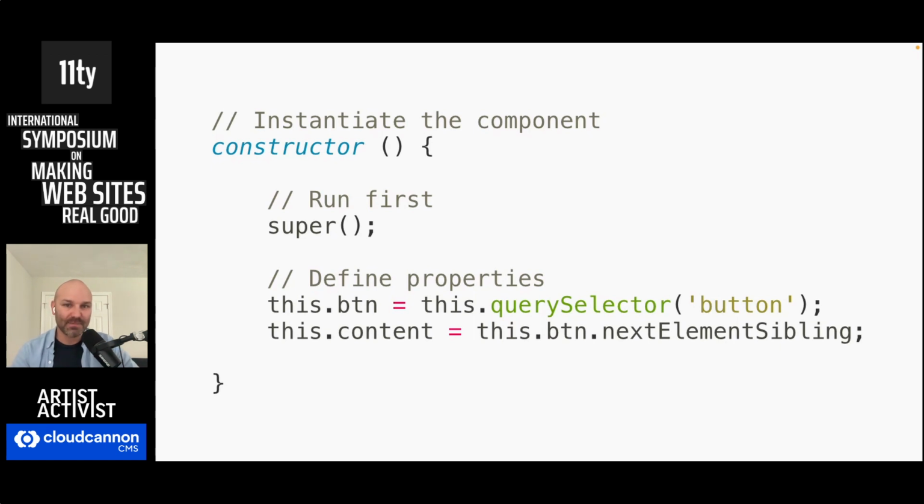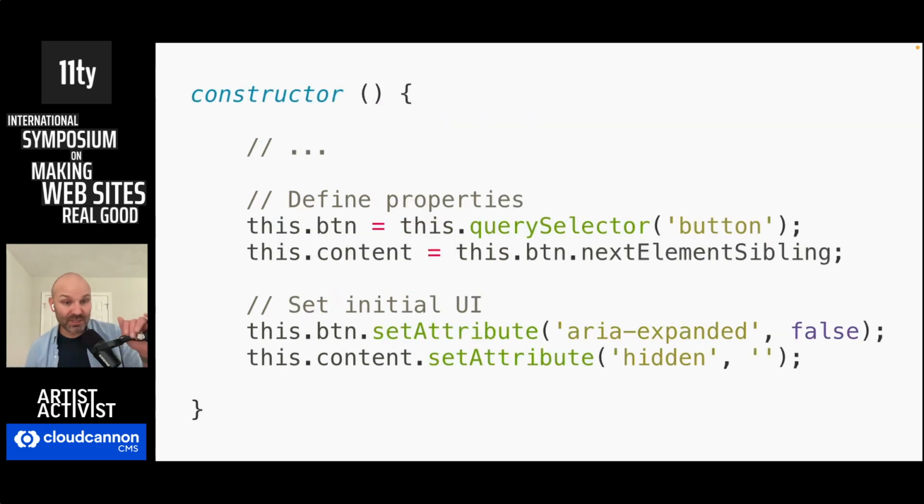That way we can access them later. Next, we'll set up the initial UI. We'll add an ARIA expanded attribute to the button with a value of false. This is an accessibility requirement, so it conveys to people who use screen readers what type of interaction they could expect from that button and what the current state of it and its content are. And then we'll hide the content using the hidden attribute.